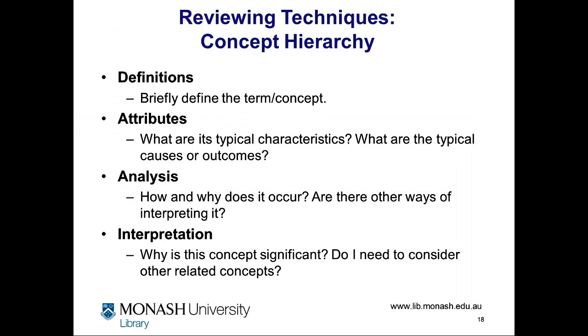What I'll introduce here is a basic reviewing technique called concept hierarchy. It's a kind of approach in which you look at the material from a very detailed angle through definitions, and then gradually zoom out, looking at broader attributes, look at analysis, comparison, and finally think about bigger conceptual interpretation. So how would you do it?